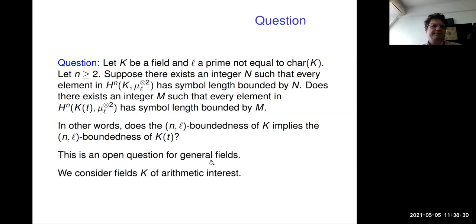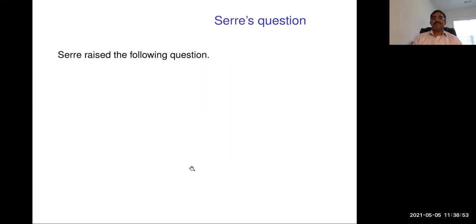Okay, thank you. Actually, if KT is NL bounded, then one can show that every finite extension of K is NL bounded. So maybe I should put that as a more general question: suppose every finite extension of K is NL bounded, does it imply that KT is NL bounded? So we consider fields of arithmetic interest. In fact, say, raise the following question.